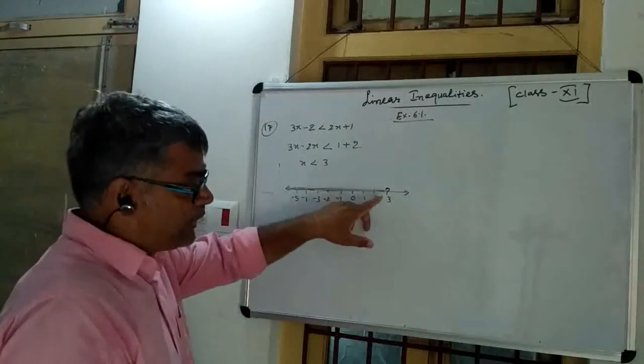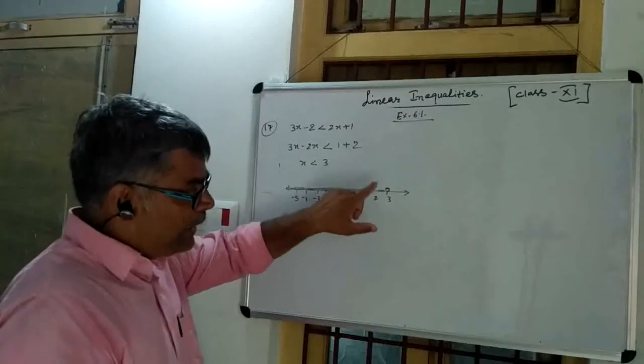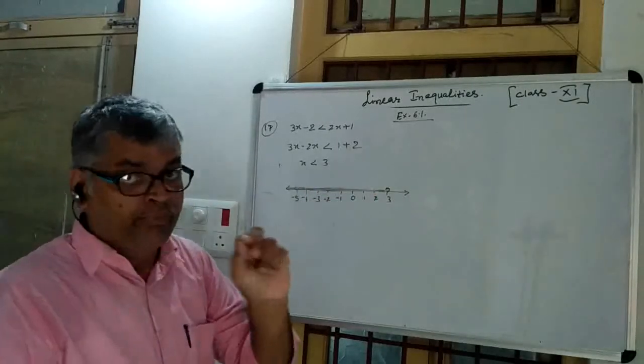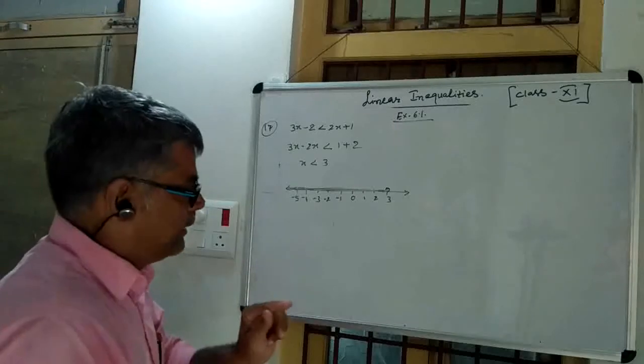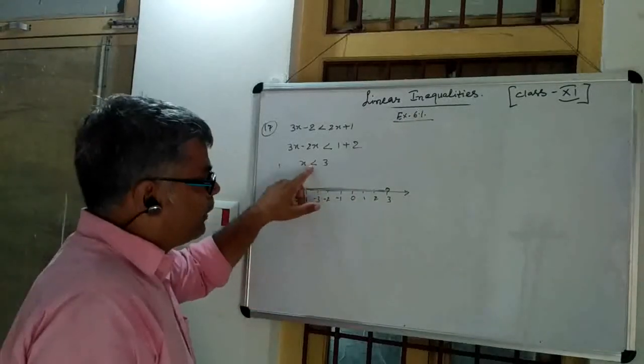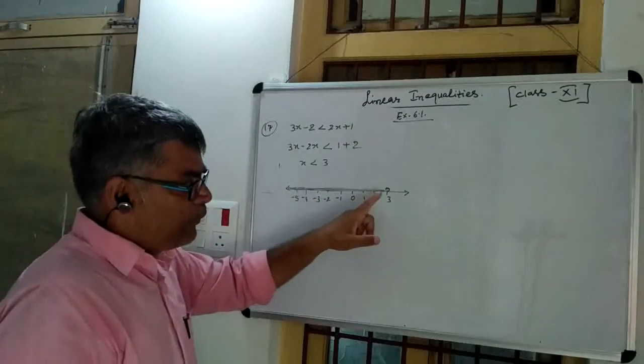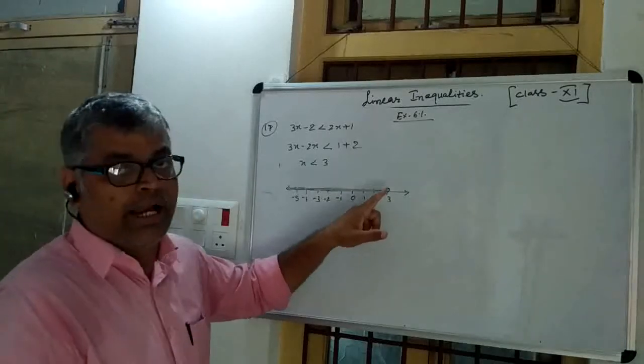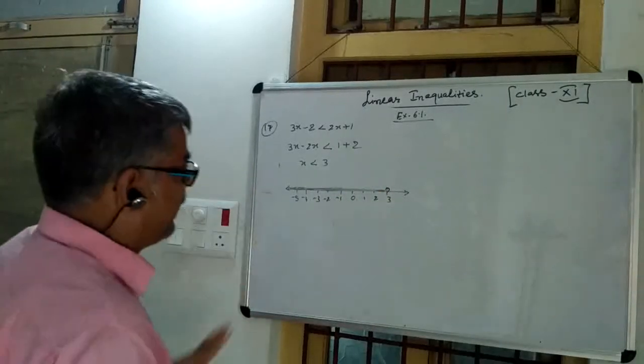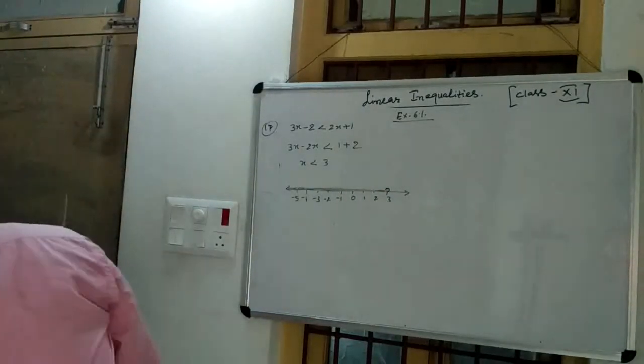Because 3 is not included here, we leave the circle at 3 white. We have not darkened it. If 3 is also included in it, then we will darken the circle at 3. Is it clear? So now see the next question.